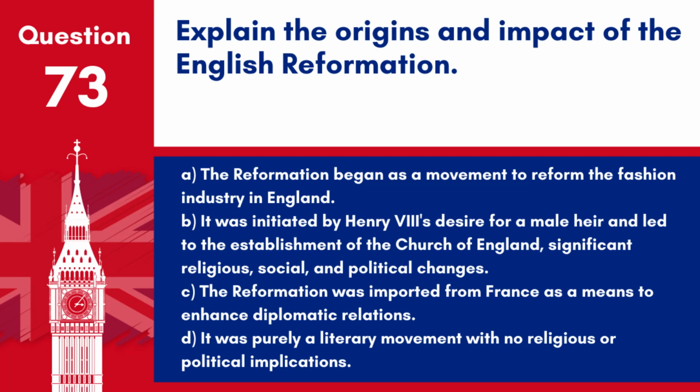Question 73. Explain the origins and impact of the English Reformation. A. The Reformation began as a movement to reform the fashion industry in England. B. It was initiated by Henry VIII's desire for a male heir and led to the establishment of the Church of England, significant religious, social, and political changes. C. The Reformation was imported from France as a means to enhance diplomatic relations. D. It was purely a literary movement with no religious or political implications.